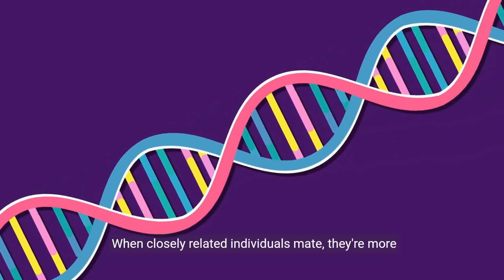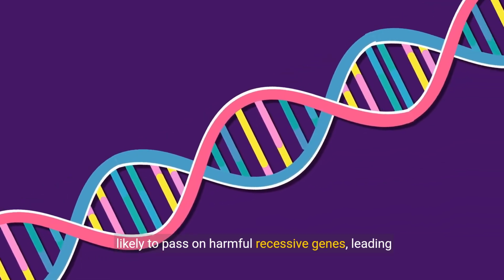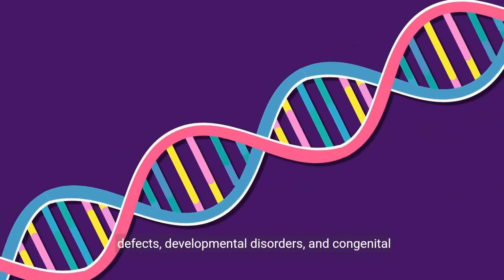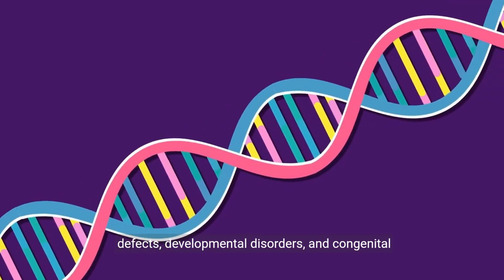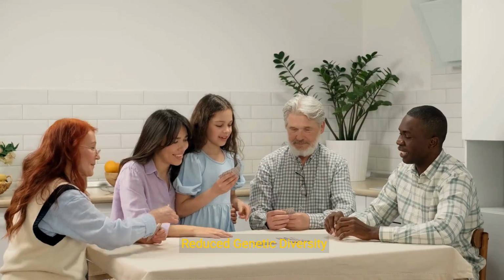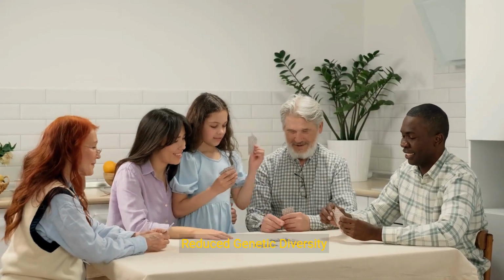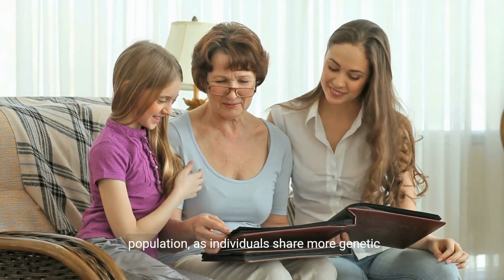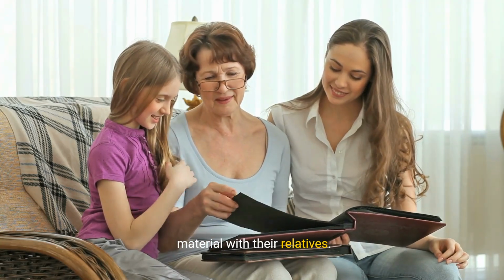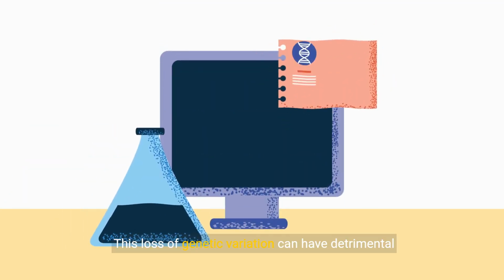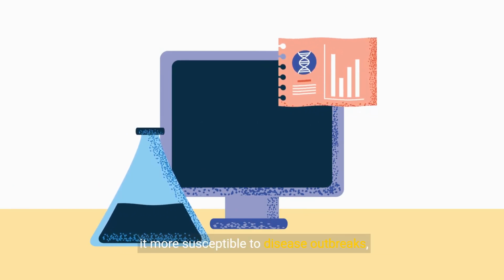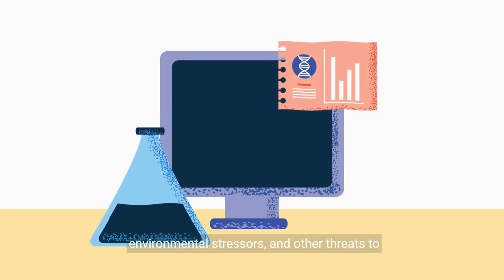When closely related individuals mate, they're more likely to pass on harmful recessive genes, leading to an elevated risk of conditions such as birth defects, developmental disorders, and congenital diseases. 2. Reduced genetic diversity. Inbreeding reduces genetic diversity within a population as individuals share more genetic material with their relatives. This loss of genetic variation can have detrimental effects on population health and resilience, making it more susceptible to disease outbreaks, environmental stressors, and other threats to survival.